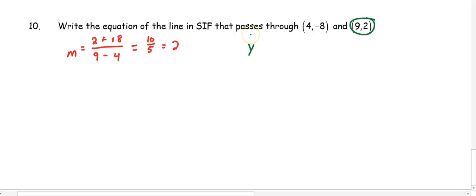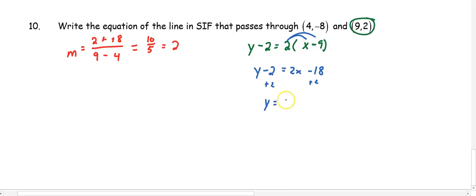So I have to start in point slope form because I don't know the y-intercept. So y minus 2 equals 2 times x minus 9. And I need 2 steps to get it into slope-intercept form. So I'm going to distribute: y minus 2 equals 2x minus 18. And then add 2 to both sides, y equals 2x minus 16.